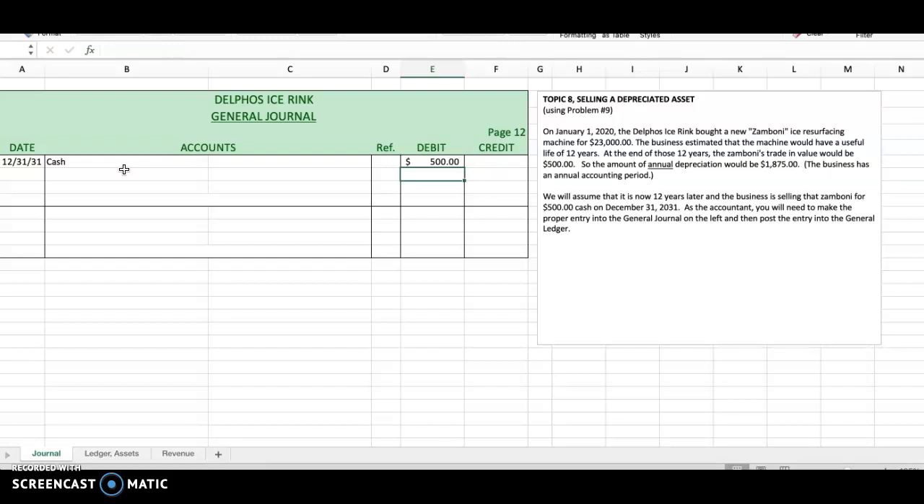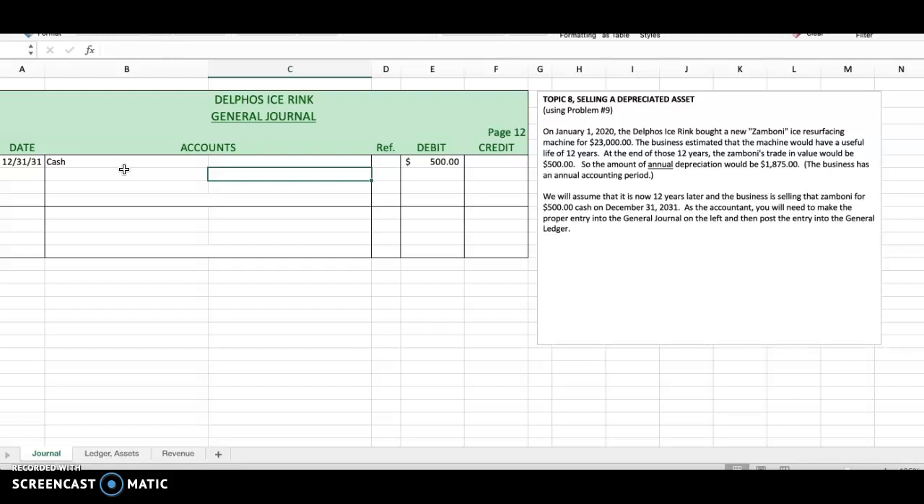Now, the second part, the credit, is a little bit more difficult. There are more than one account involved here. One credit and another debit, actually, we'll see. This is not a sale, so we don't credit sales. Typically, in the past, we've many times debited cash and credit to sales, or perhaps debited accounts receivable and credit to sales. But this is not a sale. The Delphos Ice Rink is not in business to sell Zambonis, so we can't consider this to be a sale. So that will be important, as we will see.